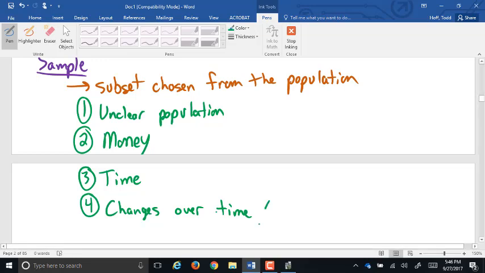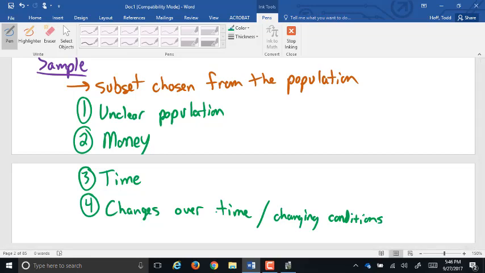So changes over time or changing conditions. All the information has to be gathered under the same conditions, same atmosphere and everything. Once that candidate comes out and says that stupid thing, my survey has to stop. The data from before and after are separate. They can't be compiled together because they're not related anymore.